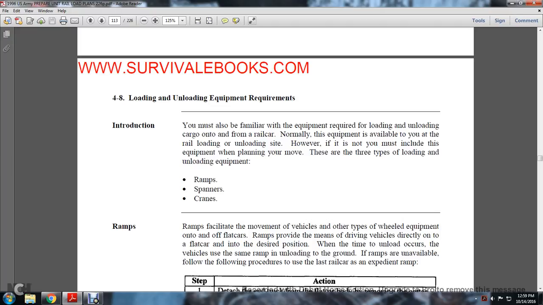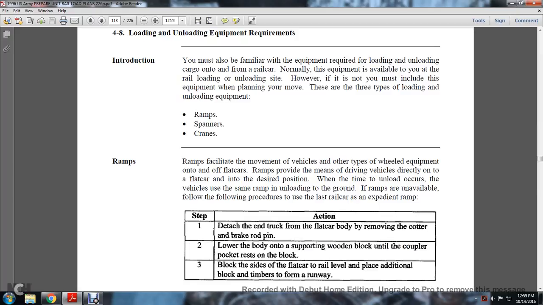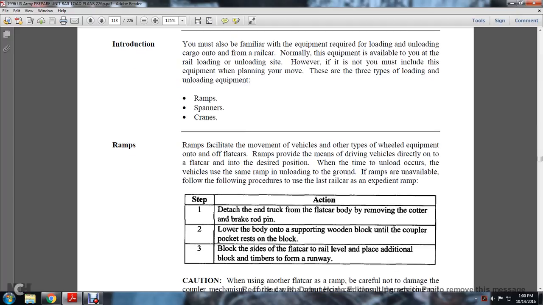There are three types of loading and unloading equipment: ramps, spanners, and cranes. Ramps facilitate movement of equipment, vehicles, and other types of wheeled equipment onto and off the flat cars. Ramps provide a means of delivering the vehicle directly onto the flat car into the desired position when unloading occurs. When a ramp is available for unloading, follow the procedure with the last railway car as an expedient ramp.